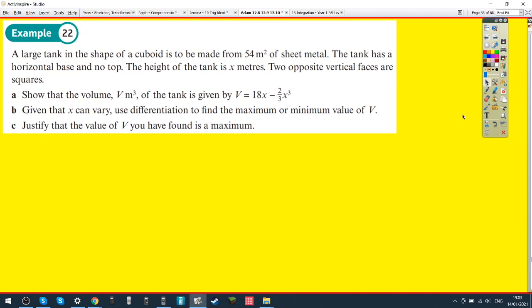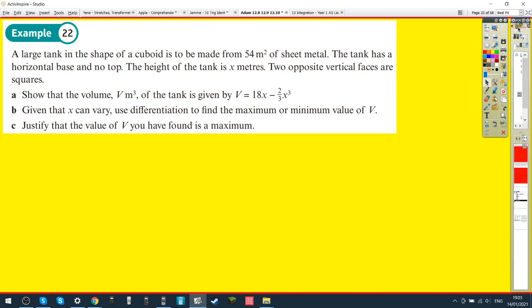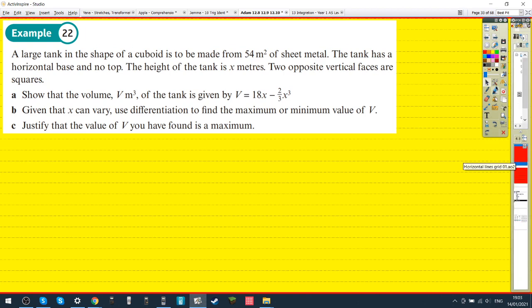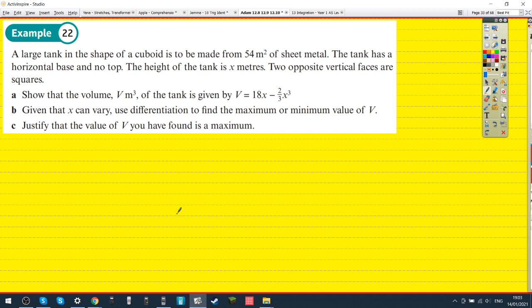All right, this is not going to be easy. Okay, example 22. Let's try A. Show that the volume of this tank is not easy.